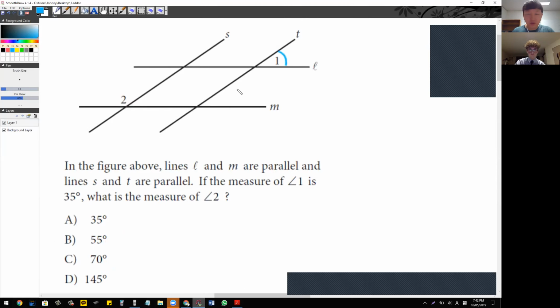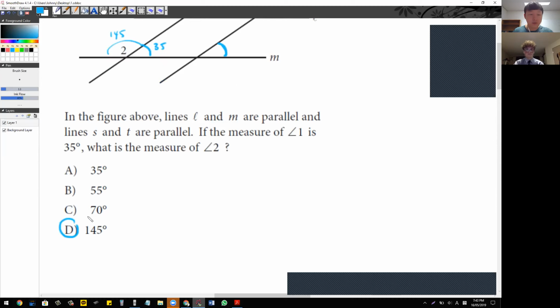This angle is a corresponding angle with this one, right? This angle is a vertically opposite angle to this one, and they're the same. Corresponding angles are the same. There's something called alternate angles, which are this angle here and this angle here. So this is the same as this, and this is the same as this. That's corresponding. So this must be 145, because that's 35. They must add up to 180. So that one is the answer.